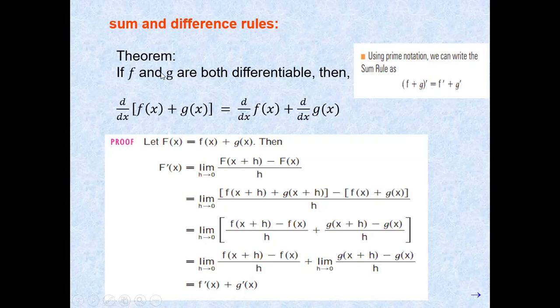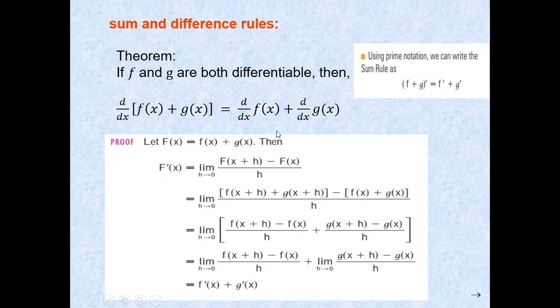So for the proof of this rule, let F of x equal f of x plus g of x. Then F prime of x equals the limit as h tends to 0 of F of x plus h minus F of x all over h. Solving it, we will have the limit as h tends to 0 of f of x plus h plus g of x plus h minus f of x plus g of x all over h.